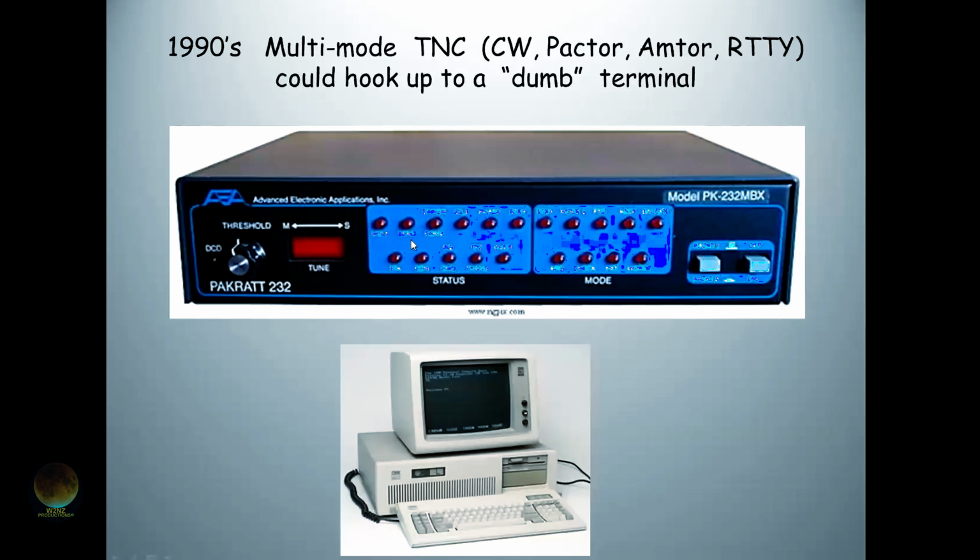Now, by 1990 or so, the gadgets look like this. This is what my son used. PK232, an AEA. So this was called a terminal node controller, a TNC. And this talked to the radio by a radio cable, and this talked to the computer, or really any dumb terminal. Now, granted, this isn't a dumb terminal, but by today's standards, it's pretty dumb.